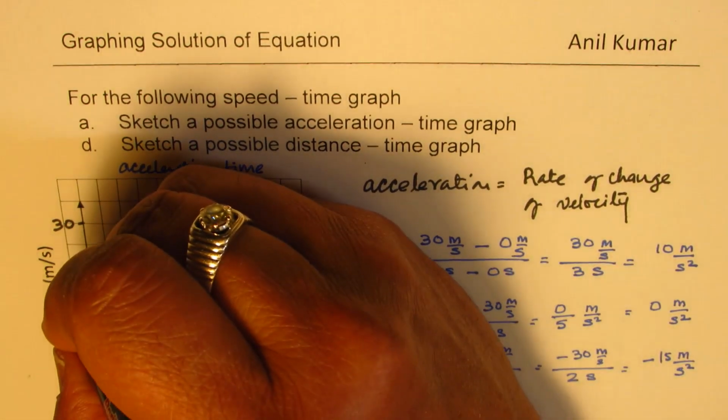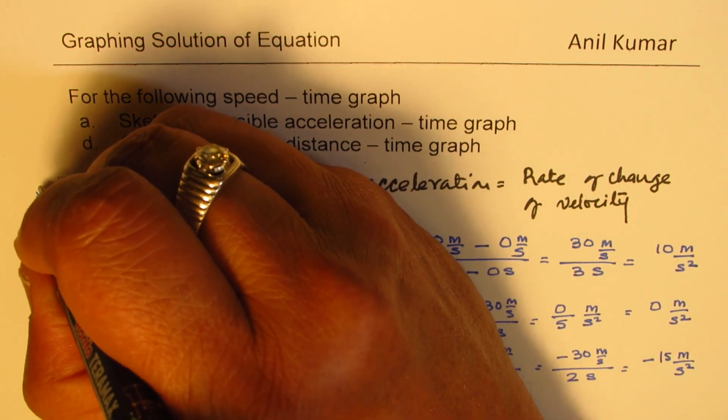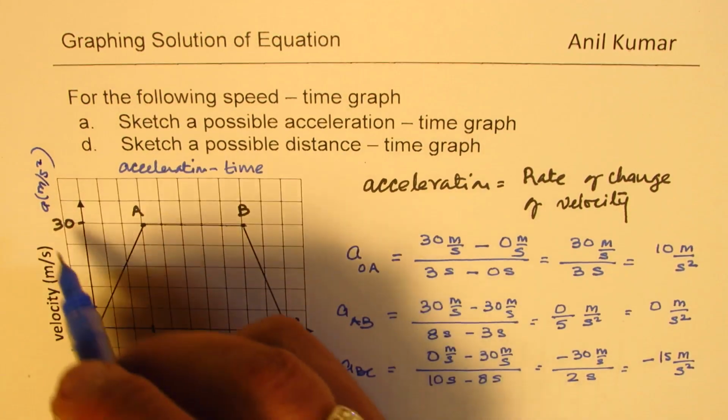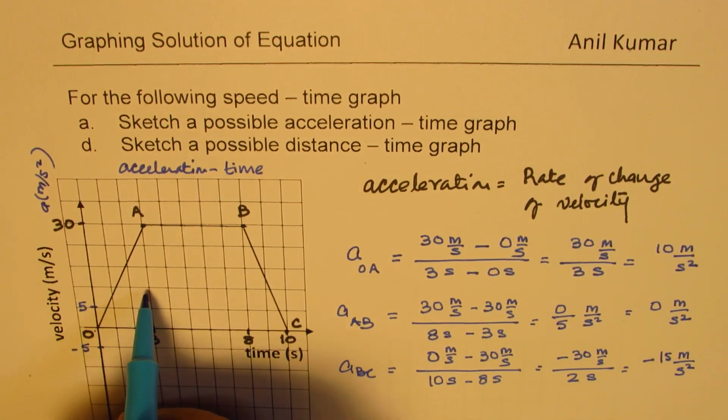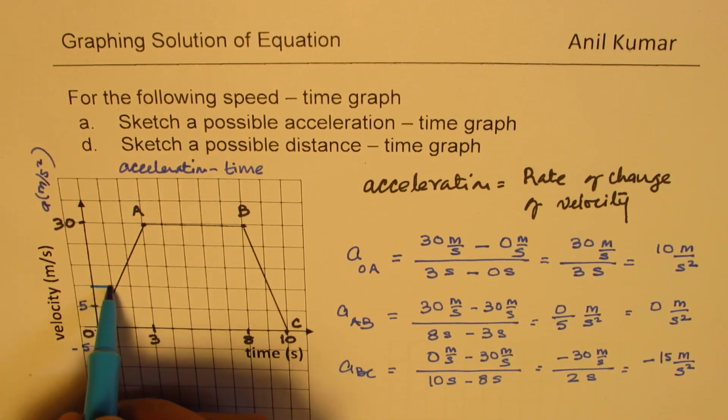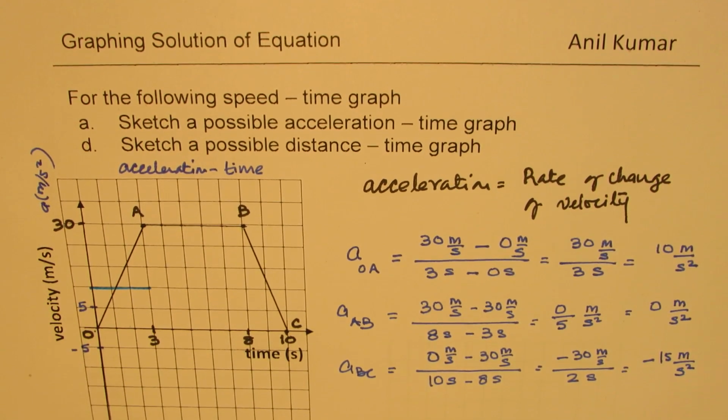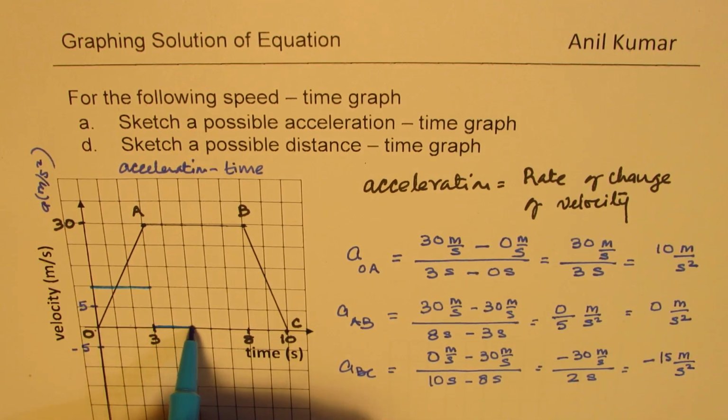So we are now writing acceleration A in meters per second squared along the vertical. Time we are keeping the same. So in the first interval, acceleration is 10 meters per second squared. So let me use a different color to sketch it. 10 meters per second squared is constant in this interval for the first 3 seconds. So that is our 10, correct? Then we have 0 in the next interval. So that is 0, clear?